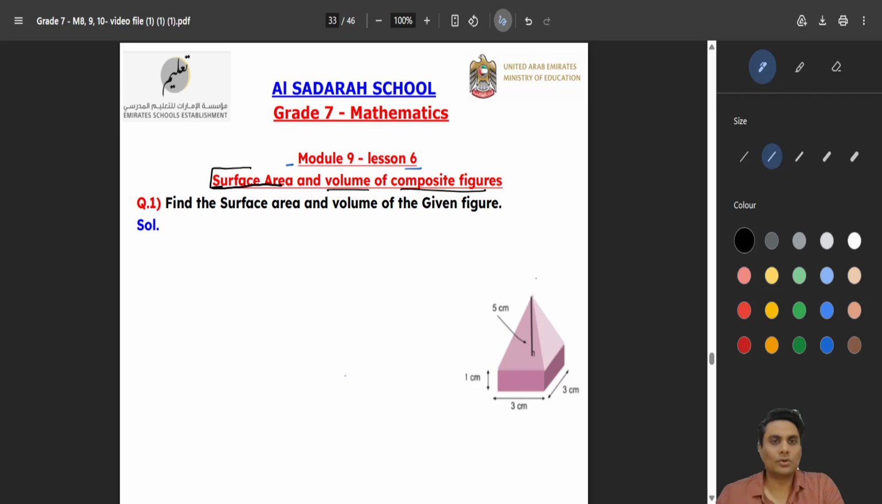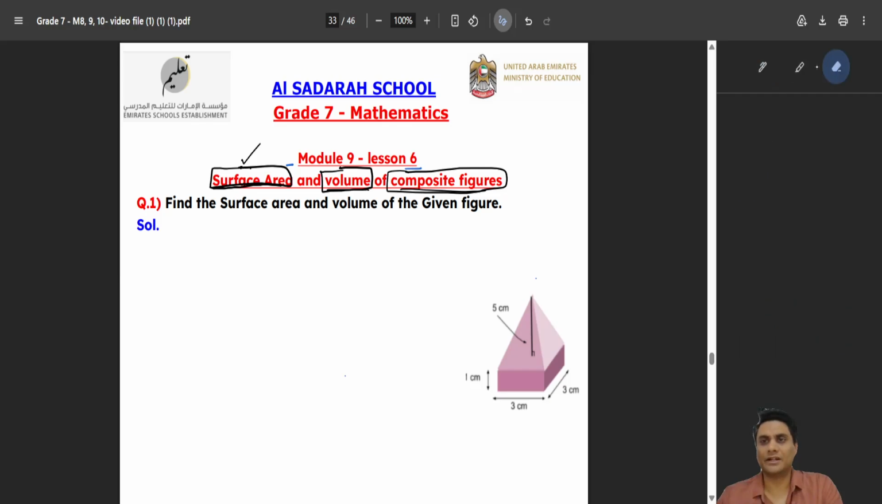Now you already know what a surface area is. A 3D shape is given. It is made of some surfaces. We find its area, that is surface area. Volume means the empty space inside a 3D shape, correct? And what are composite figures? Composite figure means when I combine two or more 3D shapes. Let us understand it with the help of an example.